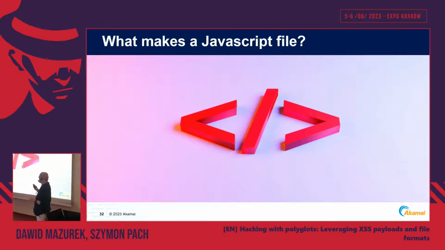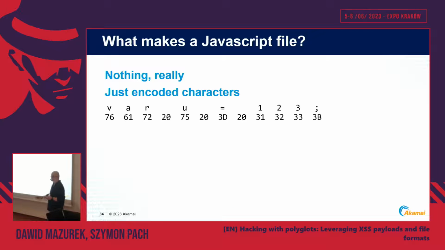Okay, so what makes a JavaScript file? This is a text file, so nothing really. Those are just encoded characters. There is no file signature for text files. Each file will start with whatever you write in it. In this case, this file at offset 0 will be having 76.